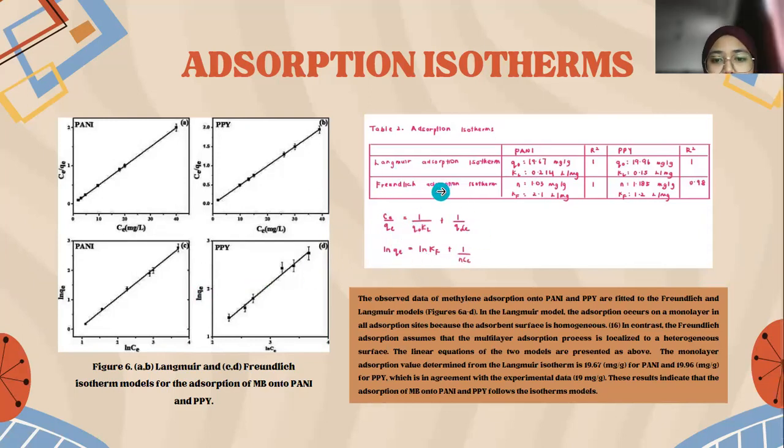The monolayer adsorption value determined from the Langmuir isotherm is 19.67 milligram per gram for polyaniline and 16.69 for polypyrrole, which is in agreement with the experimental data, 19 milligram per gram. So this result indicates that the adsorption of methylene blue onto polyaniline and polypyrrole follows the isotherm model.